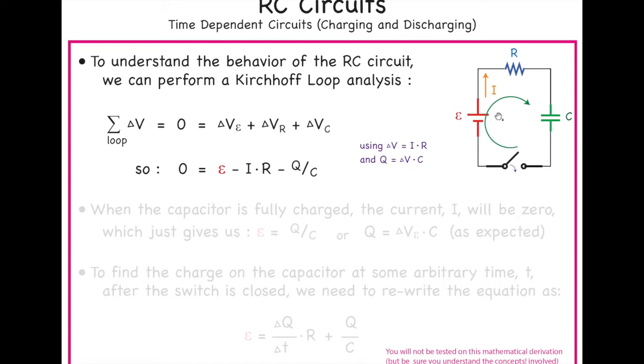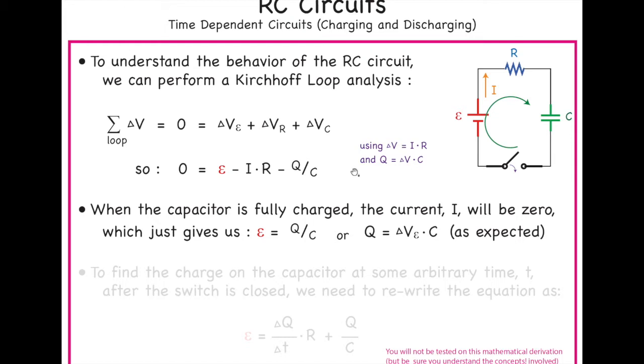So going in a clockwise fashion and presuming that the current runs also in that same direction, we get a positive EMF minus a voltage drop across the resistor minus a voltage drop across the capacitor, which, if you remember from when we studied capacitors, we have the equation charge is equal to voltage difference across the capacitor times capacitance. So we can write that delta VC as Q over C.